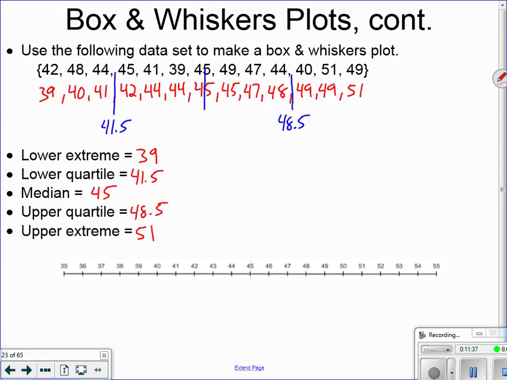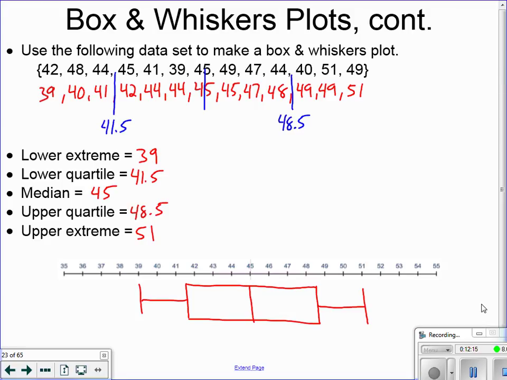So my lower extreme is at 39. My lower quartile is at 41.5. My median is at 45. My upper quartile is at 48.5. And my upper extreme is at 51. Okay, remember your box gets drawn from the lower quartile to the upper quartile. And then we draw the whiskers out to each extreme. And there we have a box and whiskers plot.